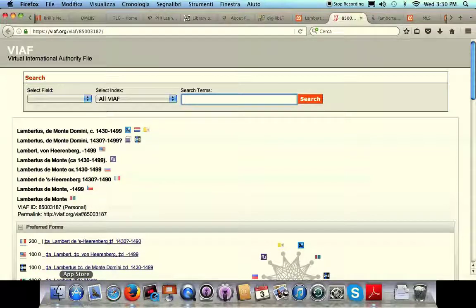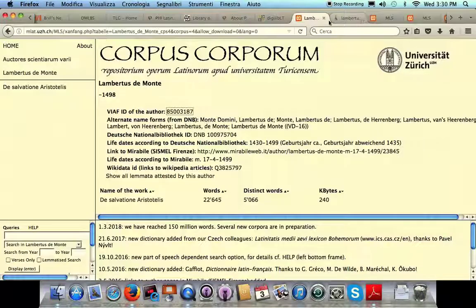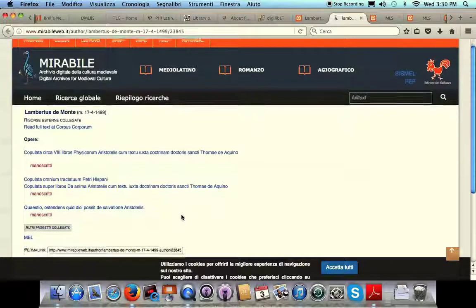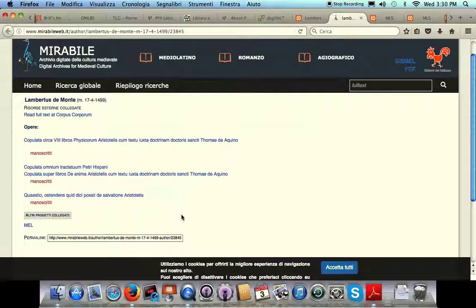Then we have a link to Mirabile. Mirabile is a large project by Sismel Firenze, which contains many things. What the thing we link to is basically lists of works that an author has written and the manuscripts that are known for these works.